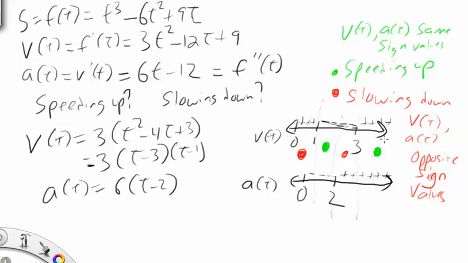And that'll do it. Okay, let me know if you have any questions. I know it's a little tricky here, but if you set up the number line, it sort of gives everything away. And you've already done the number line for velocity. It's just a matter of doing an acceleration number line and comparing the two.